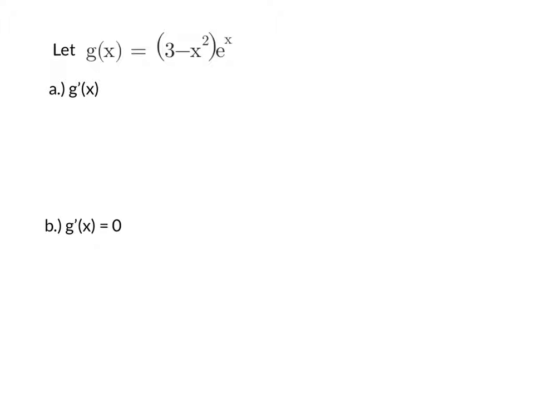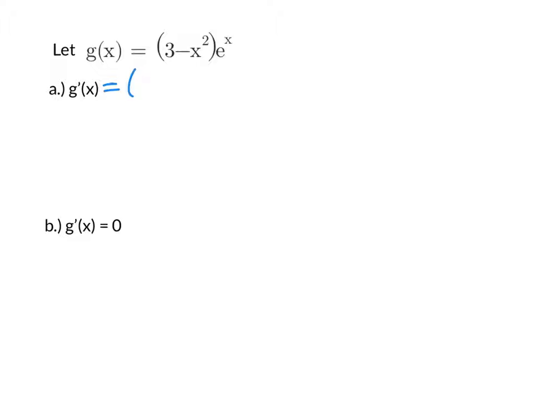If g of x is equal to (3 minus x squared) times e to the x, and we're asked to find the derivative, well, we need to recognize that this is a product, so we're going to have to use the product rule, which means the derivative is going to be 1d2 plus 2d1.